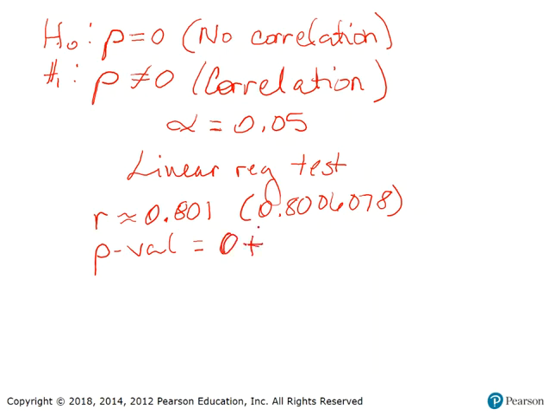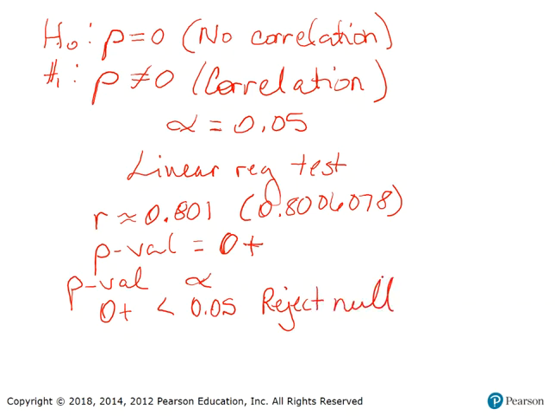And so when we compare our p-value and our alpha level, our p-value is 0 plus, which means it's above 0. It's not impossible, but it is very small. Our alpha level was 0.05. Our p-value is definitely less than 0.05. Therefore, we're going to reject the null.